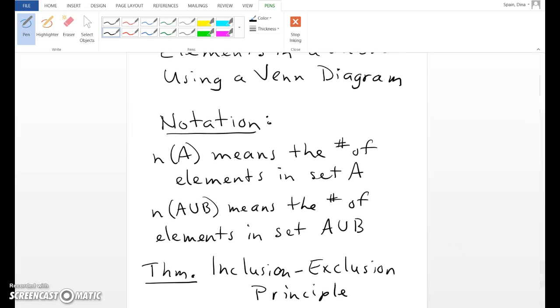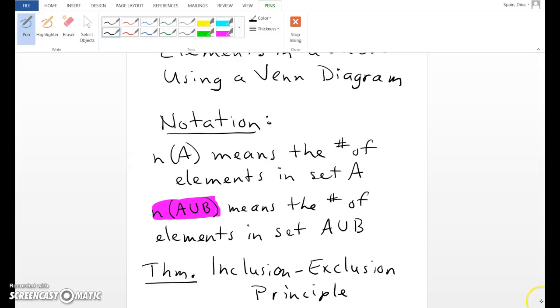Since we're counting the number of elements in a set, we're going to need notation to denote that. So if you have a little n with a set of parentheses and the set inside here, this means the number of elements in set A, for example. And then you can see this one down here. This means the number of elements in the union of A and B.